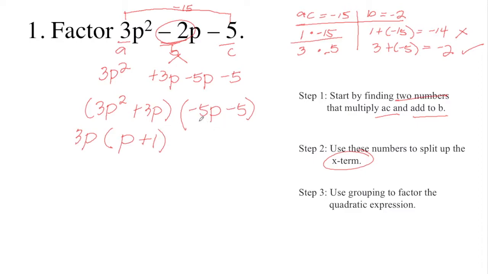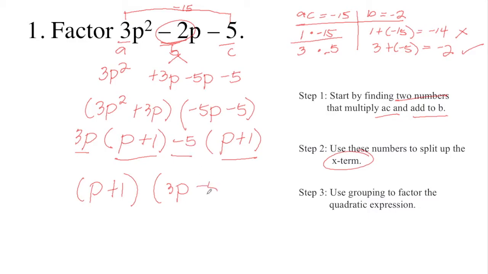How about the GCF of negative 5p minus 5? That is negative 5. Negative 5p divided by negative 5 is simply p. Negative 5 divided by negative 5 is equal to positive 1. And the final answer is, since p plus 1 is common, we factor that out. And the remaining terms are 3p and negative 5. So therefore, the factors of 3p squared minus 2p minus 5 is this.